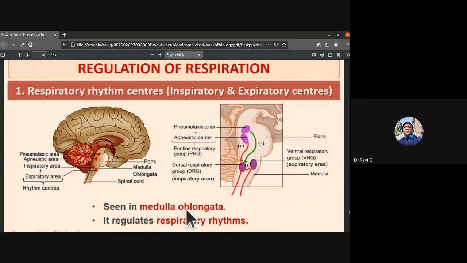The respiratory rhythm center is seen in the medulla oblongata. This is the medulla oblongata. It regulates the respiratory rhythms. The rhythm of breathing is regulated by this inspiratory center and expiratory center.